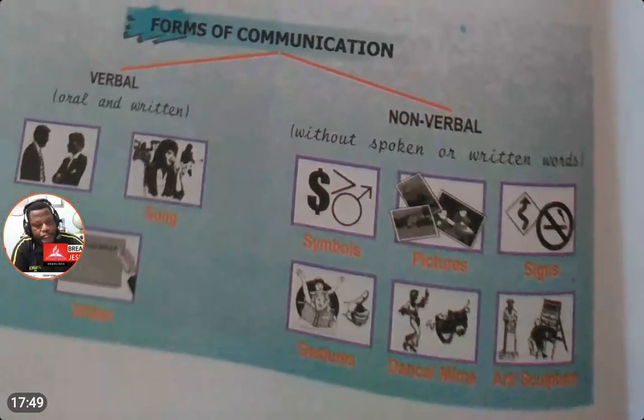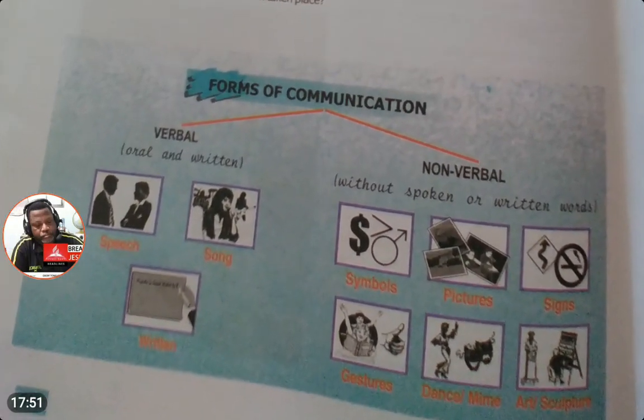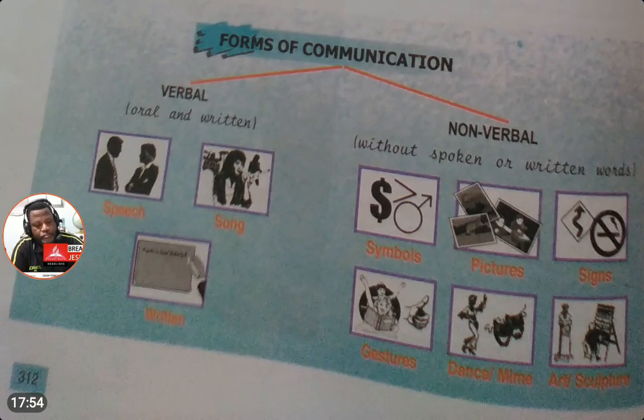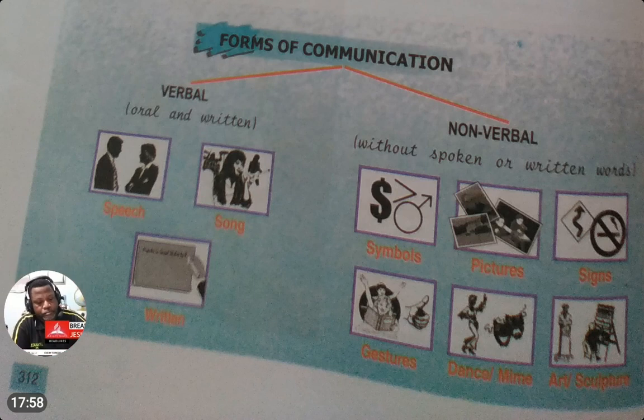So I remind you that communication, whatever form it takes, can be categorized into two groups. Verbal, using words, whether written or spoken, or sung. And it can be unspoken, without words, where you have symbols, pictures, signs, body language, gestures, dance, art, etc.